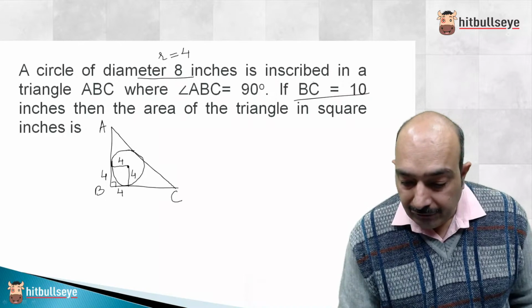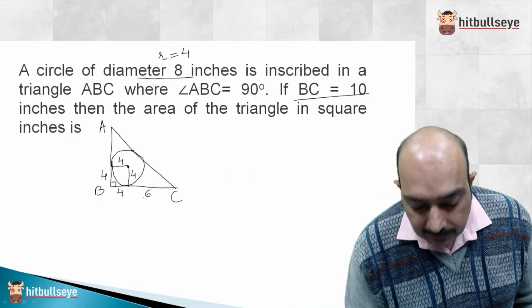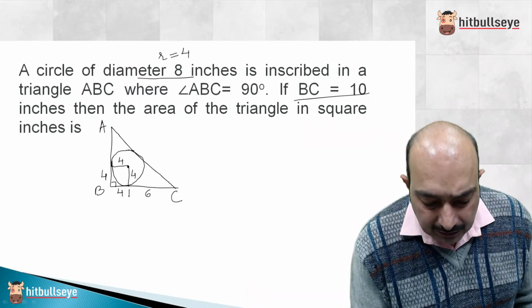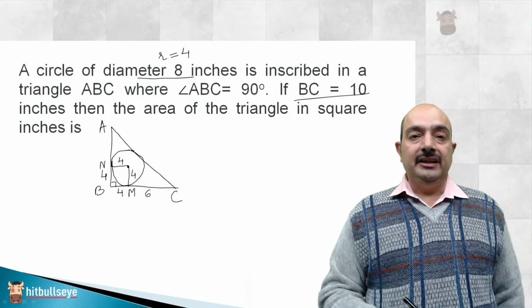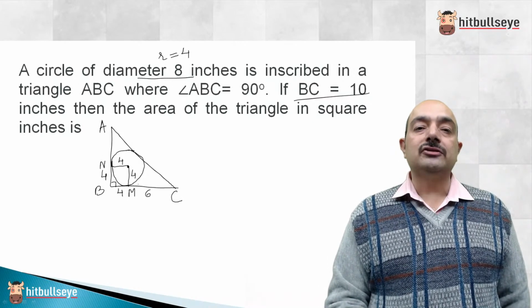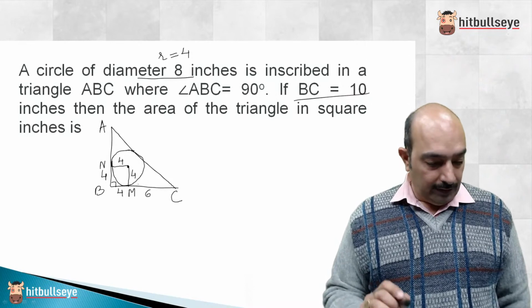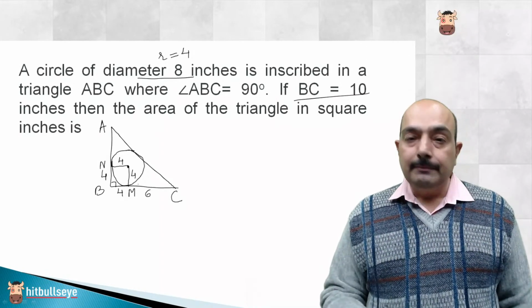Now, if BC is 10 and this small distance is 4, can I say the remaining one, if this point is M and this point is N, would be 6? If BM is 4, can I say MC would be 6 because the total happens to be 10? Everybody okay? Now, what is the concept in this question?